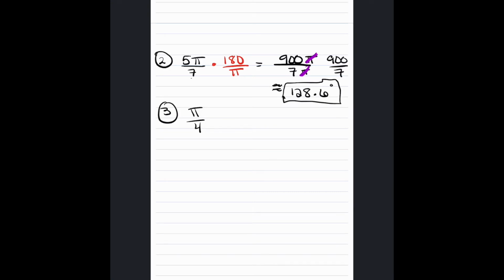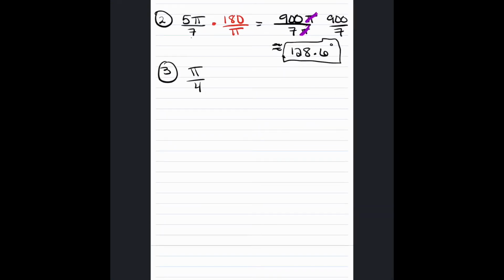Go ahead and try this next one. 5 pi over 4. So remember, you're going to multiply by 180 over pi, and then go ahead and get your degrees there. For this slide, go ahead and just type in the degrees on numbers 1, 2, and 3.